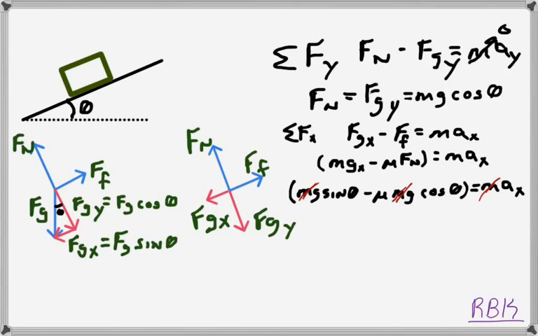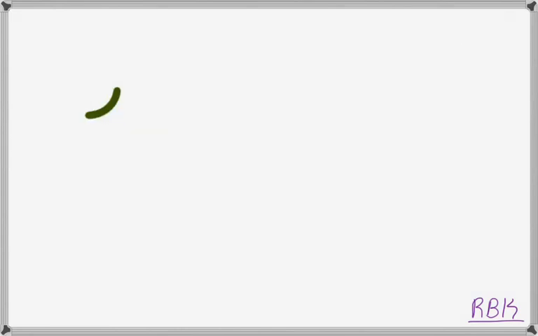So now we've solved for the acceleration of the object. And we could even pull the acceleration due to gravity out of the equation and do g times sine theta minus mu cosine theta equals a x. That just simplifies the equation a little bit.